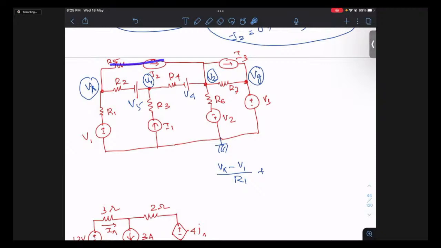For this branch, what do you get? It's a current source whose value is I2, and there is a resistor as well. So for this current, do you have anything to deal with this R5? No. So directly I'm writing here I2.